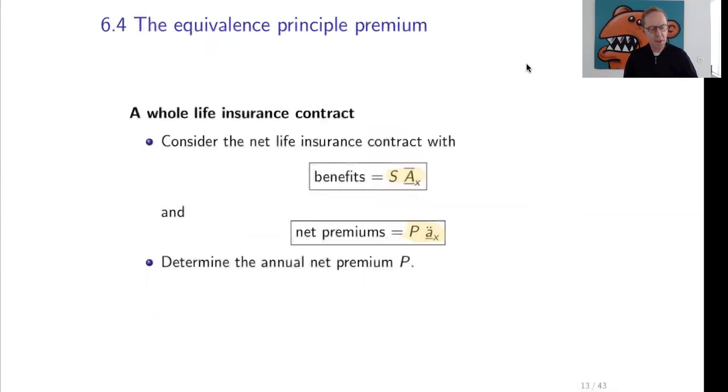Let us apply this to a whole life insurance contract. So we have the net life insurance contract with benefits S times Ā_x. That means there is a payment of S at the moment that the insured dies, and the premiums are paid by a lifelong annuity. So the net premiums are P times ä_x, which means there is a premium payment at the beginning of the year as long as the insured is still alive. Now we have to determine the net premium P with the equivalence principle.